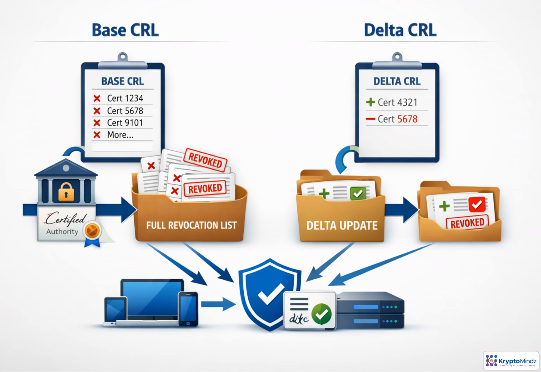A certificate revocation list is essentially the CA's do-not-trust list. The base CRL is a complete snapshot of every certificate the CA has revoked up to that point. Delta CRLs act like incremental updates, listing only what changed since the last base CRL. Clients combine a recent base CRL with any newer Delta to get the full picture. This keeps revocation information fresher while avoiding large downloads every time.